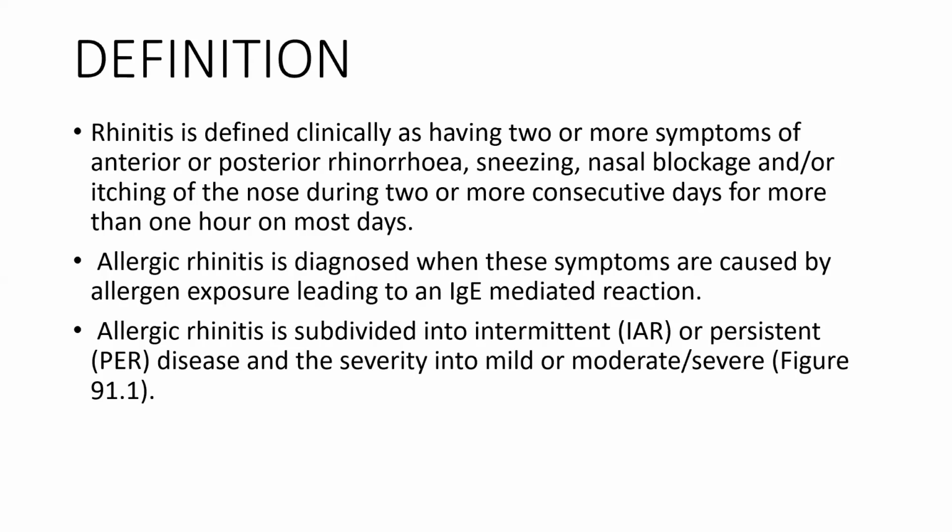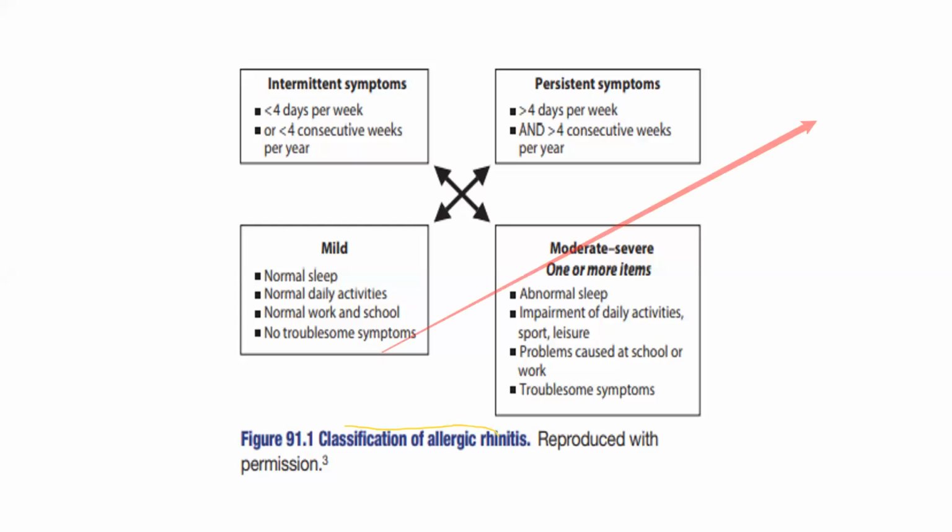Allergic rhinitis is subdivided into intermittent allergic rhinitis. What is IAR? It's not AIR, it is IAR: intermittent allergic rhinitis, or persistent allergic rhinitis. Disease severity is divided into mild, moderate or severe. Classification of allergic rhinitis: there are four, mild, intermittent, persistent, and moderate.